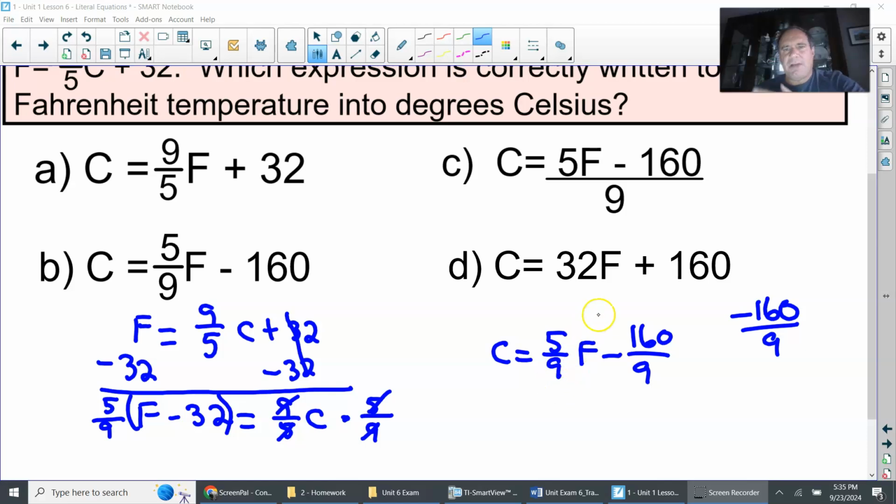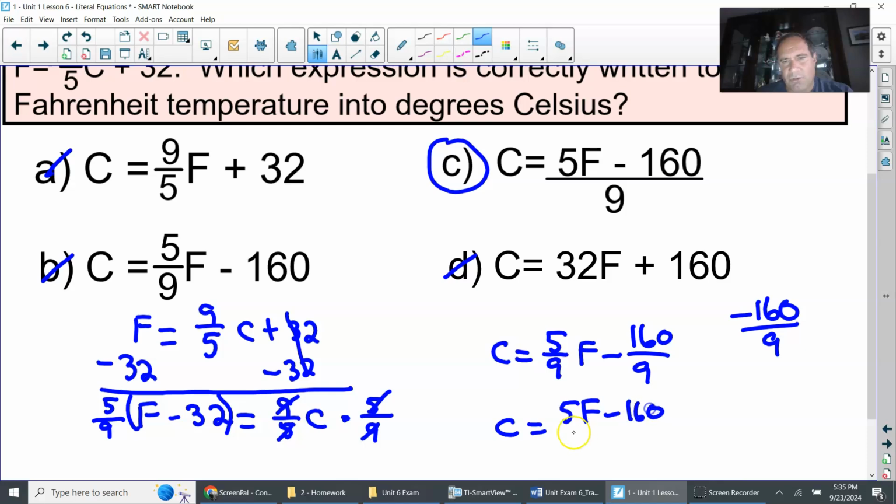So I'm just going to put that down. So you see how I have that C is your answer here. So it's negative 160 over 9. So that's out. And it's 5 over 9. It's not 9 over 5. This is not anything that it has. But so when you write this, it's 5 times F minus 160, and it's all over 9 because they're like denominators of 9, so that's why they could write it like that. All right, so C is your answer.